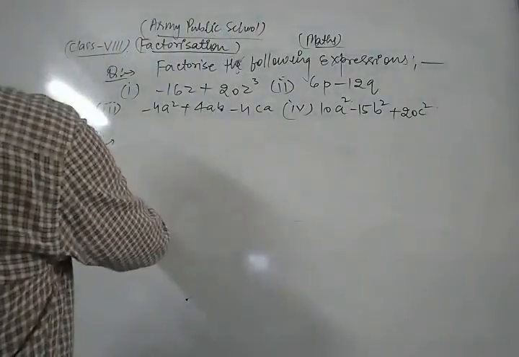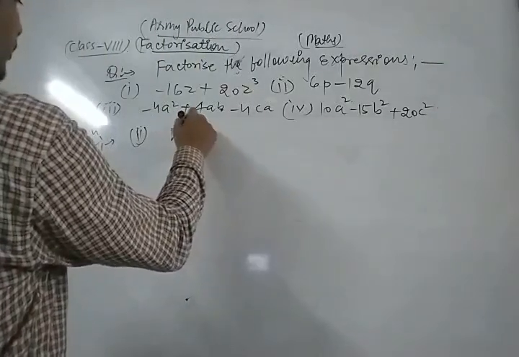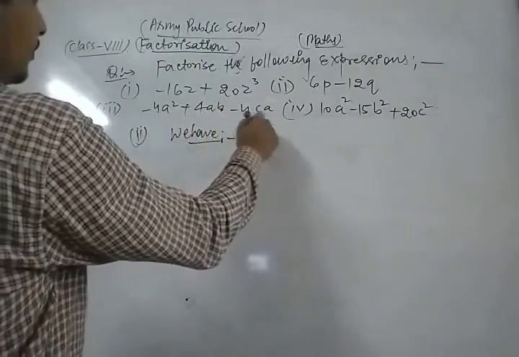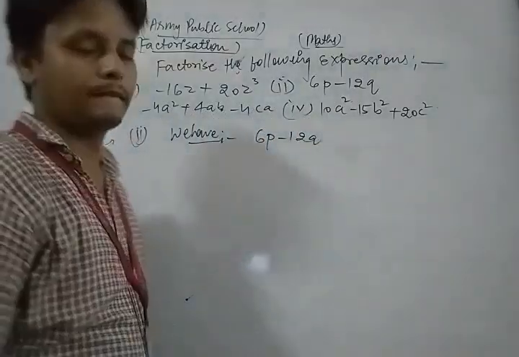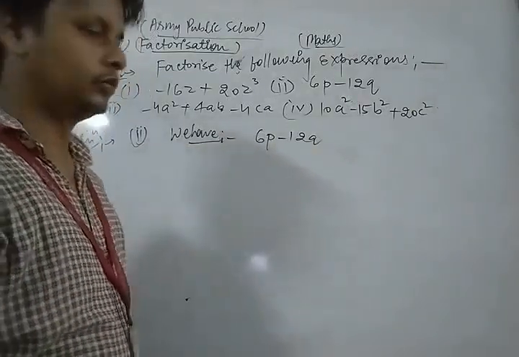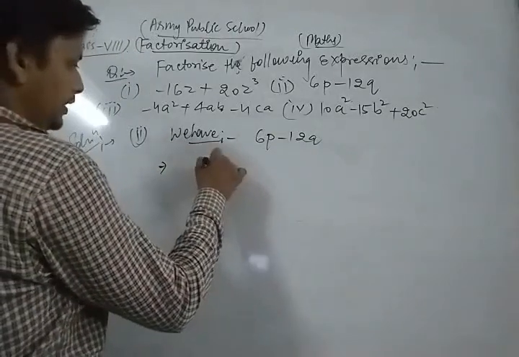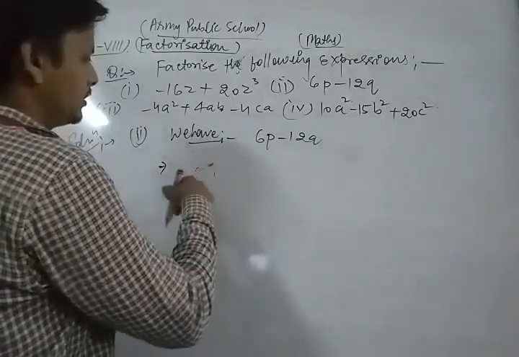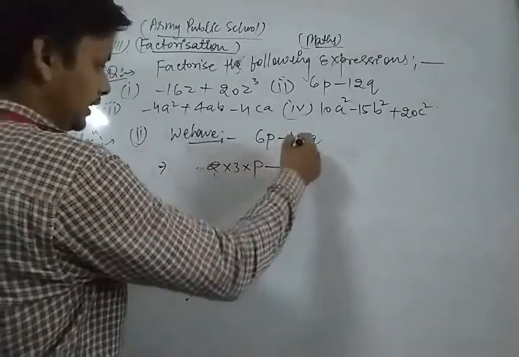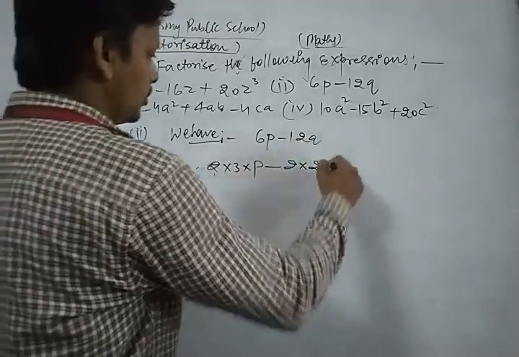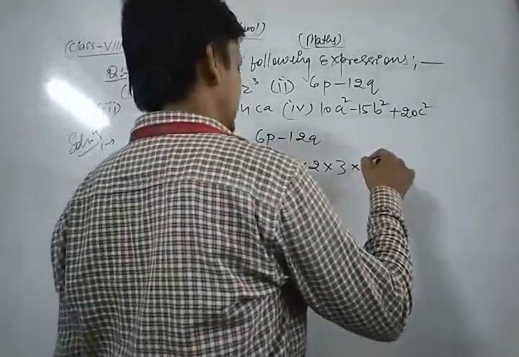Now we take and solve the second part of this question, which is 16p minus 12q. So now look, we can write 6 as 2 into 3 into p, and here we can write 12 as 2 into 2 into 3. We can write it in this way also, and p and q we write as they are.